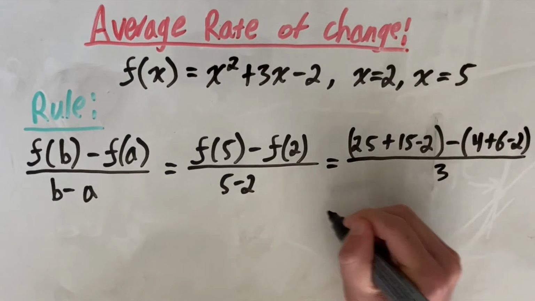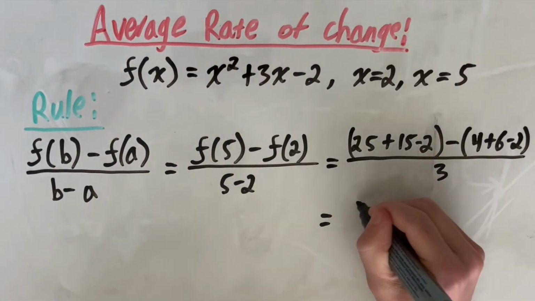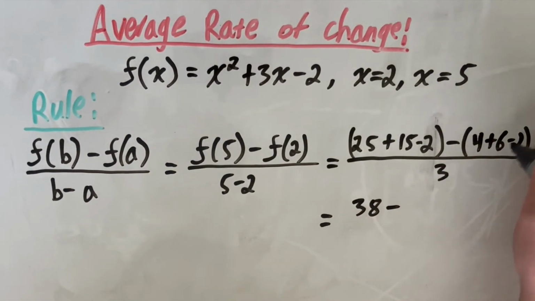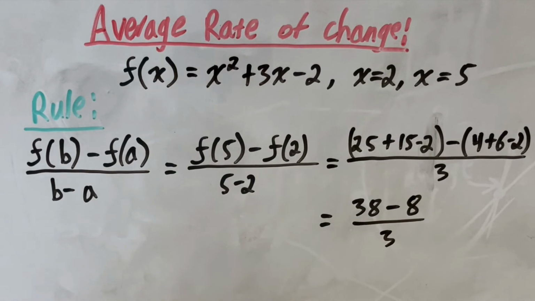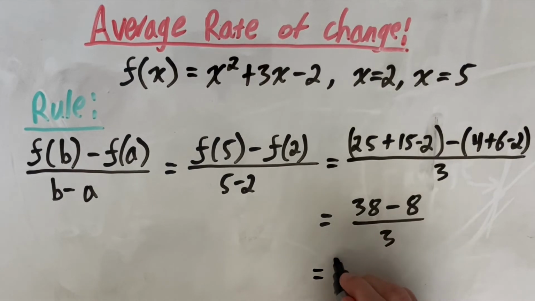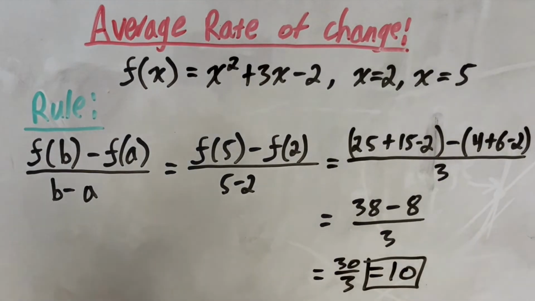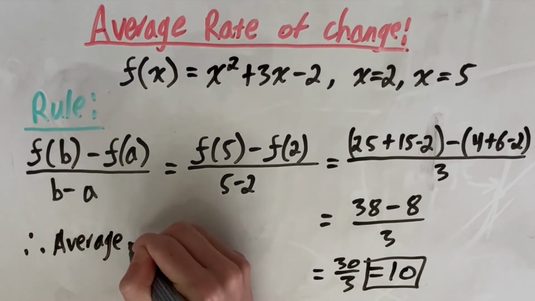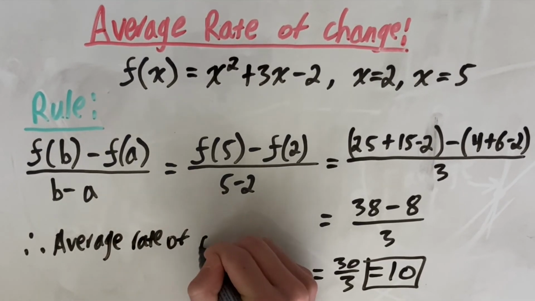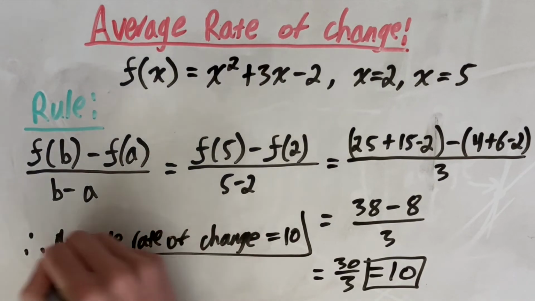And now we simply have to simplify this. So we have 25 plus 15 minus 2, and that will give you 38 minus, and then we have 4 plus 6 minus 2, which is 8, and that's all divided by 3. So if we continue simplifying, we get 38 minus 8, which is 30. So we have 30 over 3, and 30 divided by 3 is 10. That means that our average rate of change is 10. So the average rate that our slope is, so our average gradient between the points x equals 2 and x equals 5 is 10. Anyway, that's how you find the average rate of change.